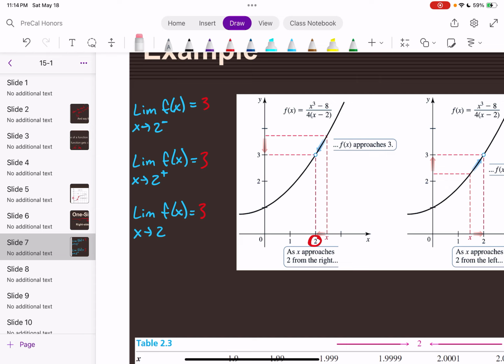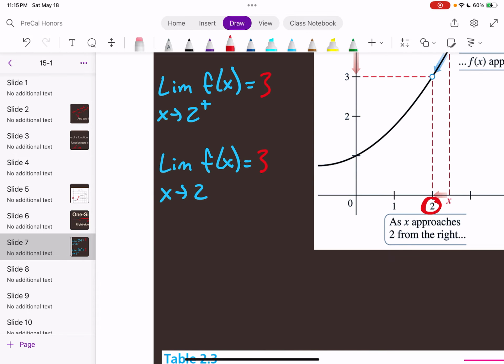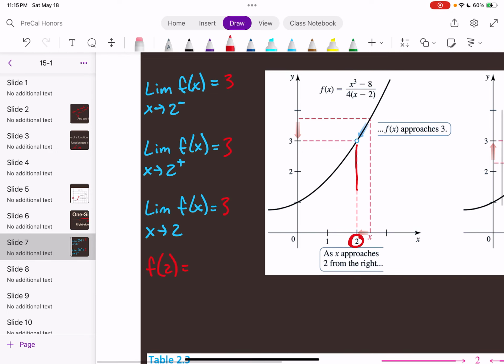The last approach would be if we were to run into a scenario of f of 2. Now keep in mind, f of 2, as we take a look at R2, there is an open circle there, and there are no closed circles above or below. In this case, it would not exist, or does not exist.